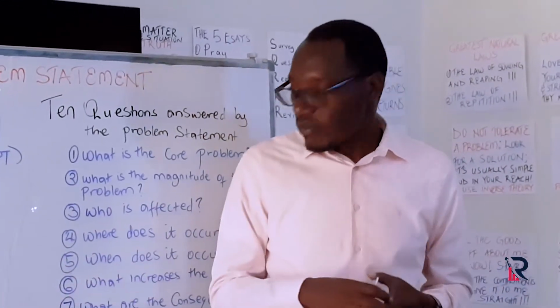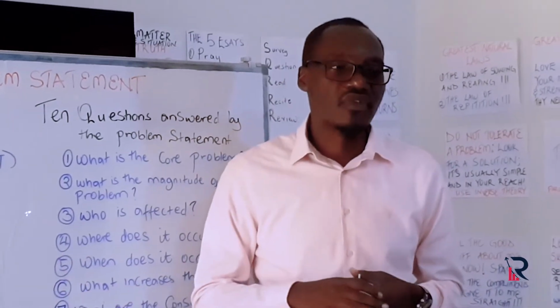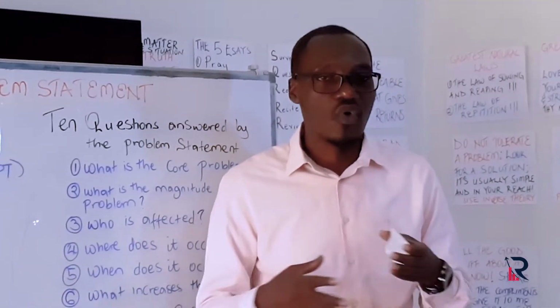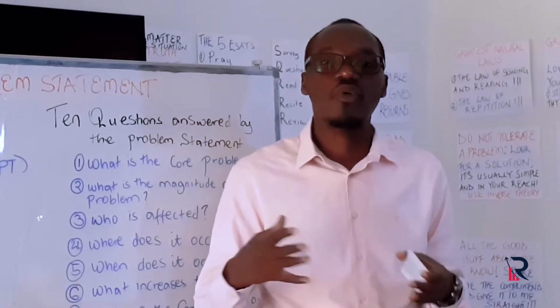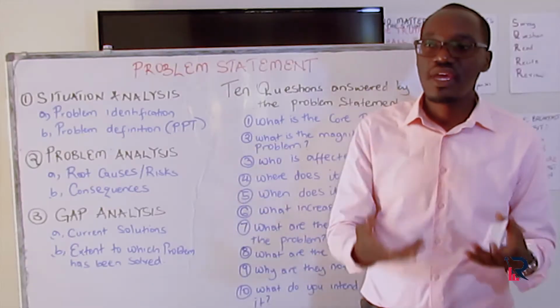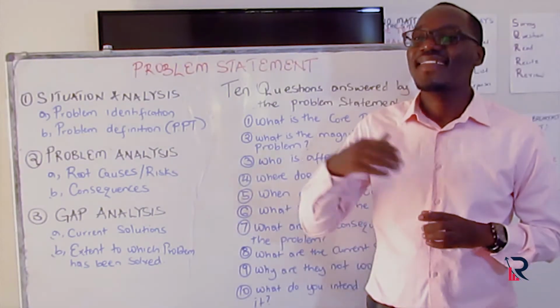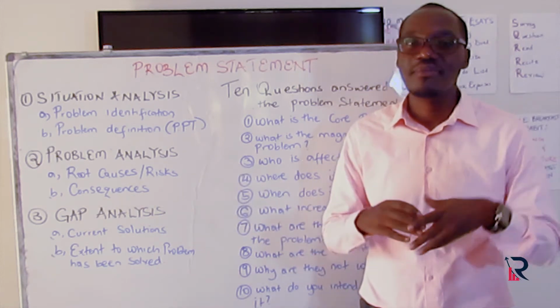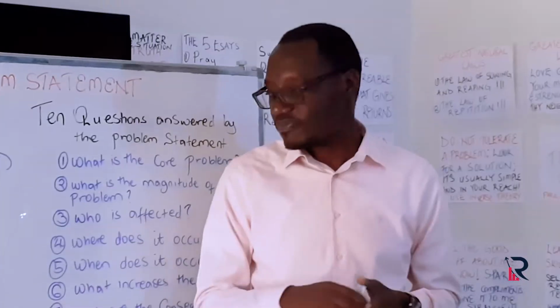Then where does the problem occur? So you have to give us a geographical location where the problem occurs the most. Okay, this could be in a rural area, this could be in an urban area, this could be a particular district, this could be a particular local village.